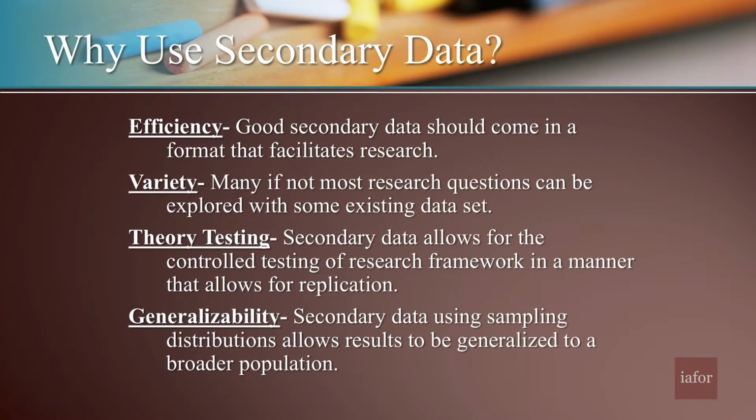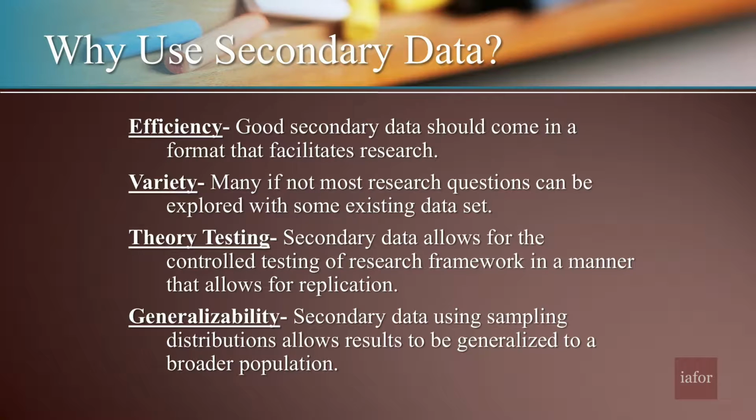From a social science perspective, we like to suggest that using secondary data is a very useful resource. There is a lot to be said for primary data collection, but if you're able to use secondary data, you get certain benefits. Efficiency is a main one. Good secondary data should come in a format that facilitates research. In other words, if you're going to share data, it should come in a manner that makes it easy for people not familiar with your data sets to use it.